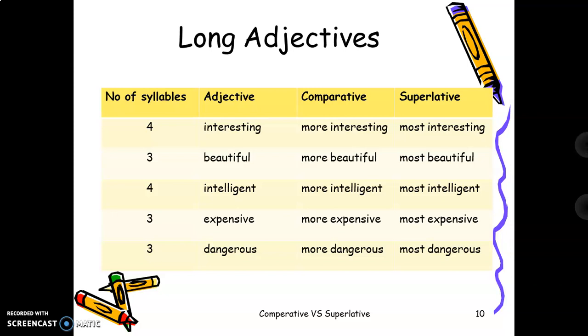Number three, we have three syllables. Sorry, number four, three syllables. So it's expensive, more expensive, most expensive. Dangerous, more dangerous, most dangerous.